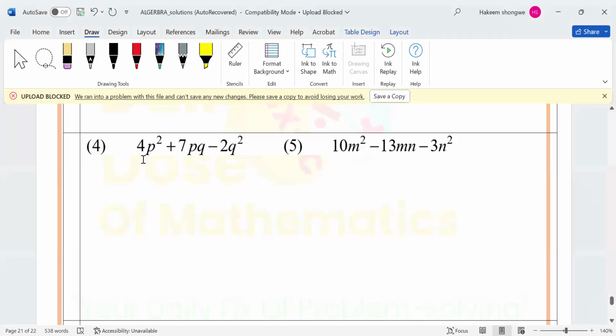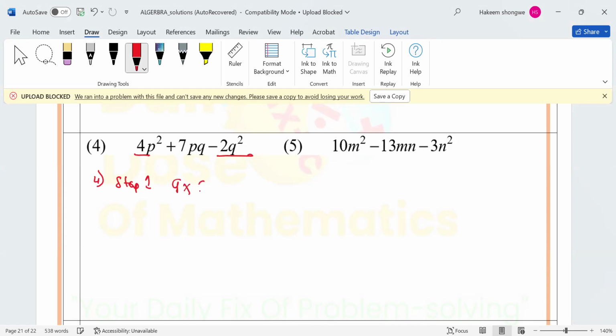What should I do for number 4? Step 1: we start by saying A multiplied by C. Okay, we got A multiplied by C. And then what do you get?